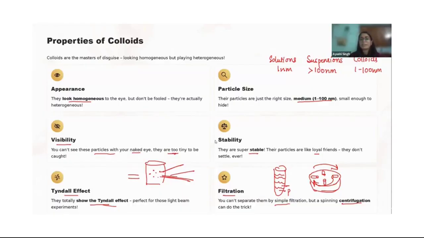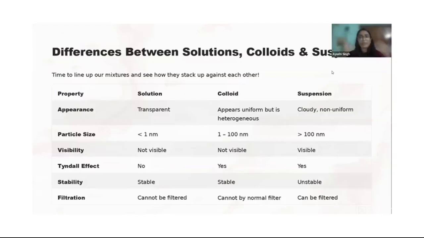Now the differences you can see. So quickly we'll go through this, even though I have explained this quite a few times. So the appearance: solutions are transparent, you can see through them. Imagine a lemonade. Colloid appears uniform but is heterogeneous. Imagine milk here now. Suspension, cloudy, non-uniform. Imagine muddy water, or maybe soil water, sandy water.